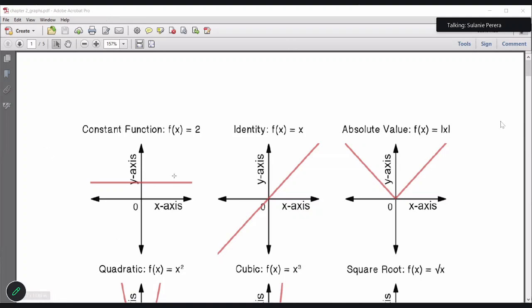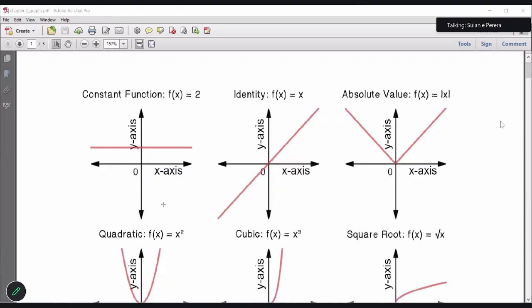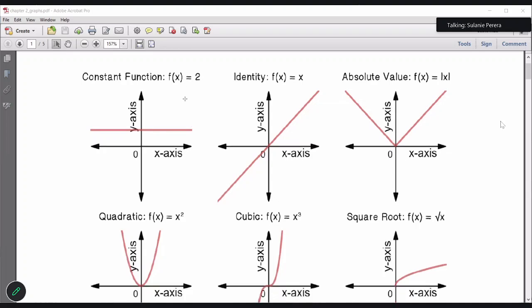Right. So here we have some graphs. So this is the graph of a constant function, y equals 2. You all know y equals 2 is just one straight horizontal line passing through the point 2. Then we have the identity function y equals x. So whenever x is 1, y is 1, x is 2, y is 2. When x is minus 1, y is minus 1, and so on.